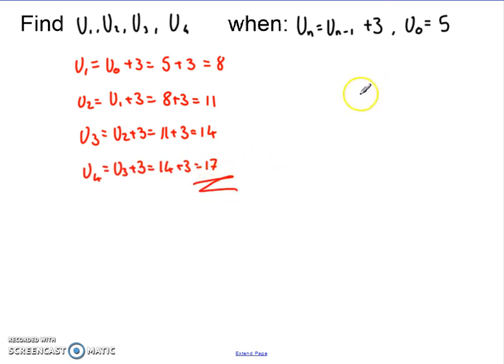When it's a nice straightforward pattern like that, it's actually fairly quick and easy to do. You'll notice patterns going up as well, so it's add 3 every single time, so you should be able to identify it pretty quick.